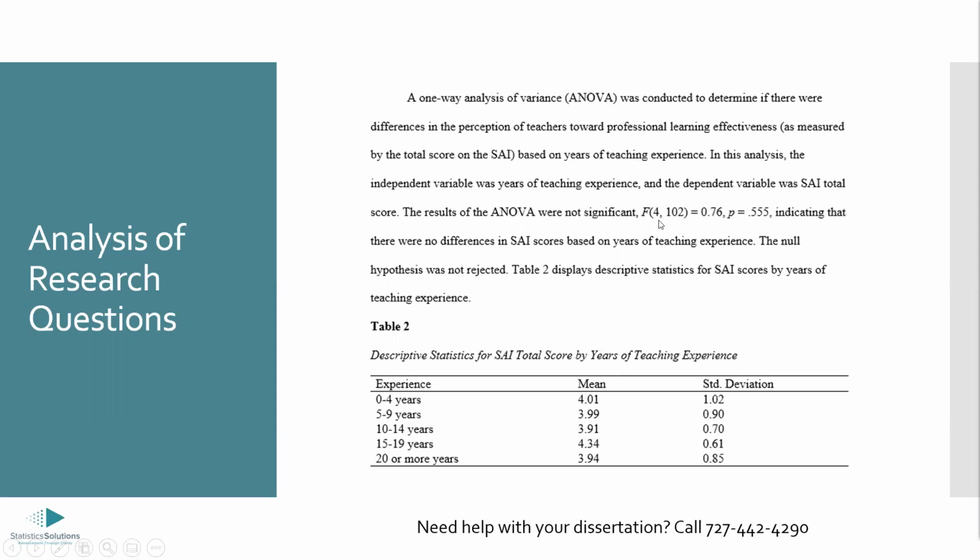So anytime you do an F test, you will always have two values for degrees of freedom. The first value being the numerator degrees of freedom, and the second value being the denominator or error degrees of freedom.